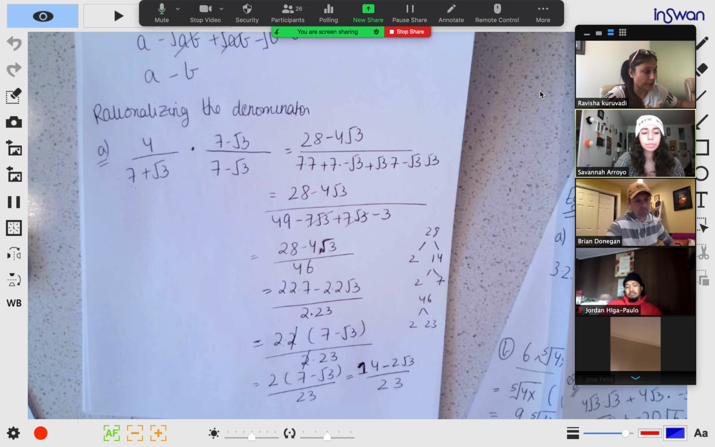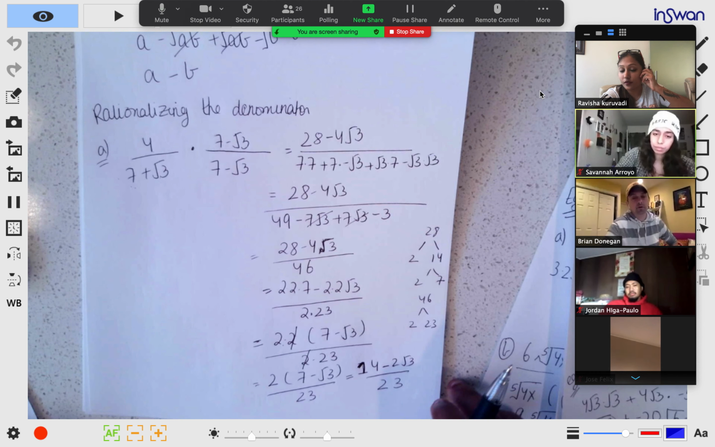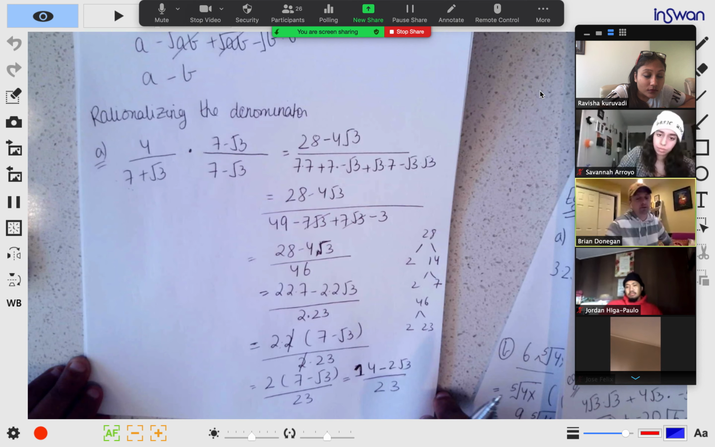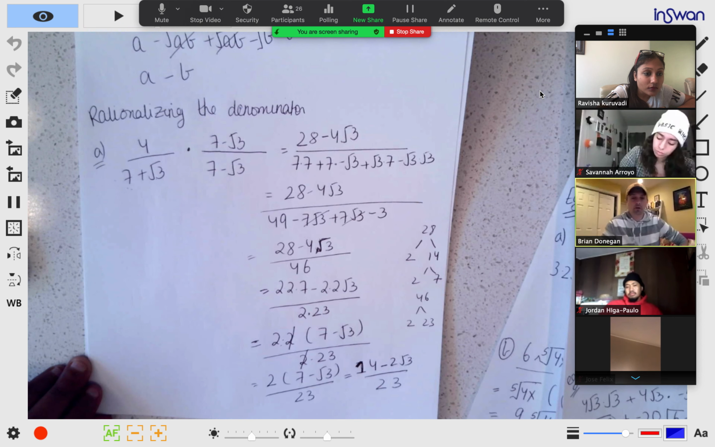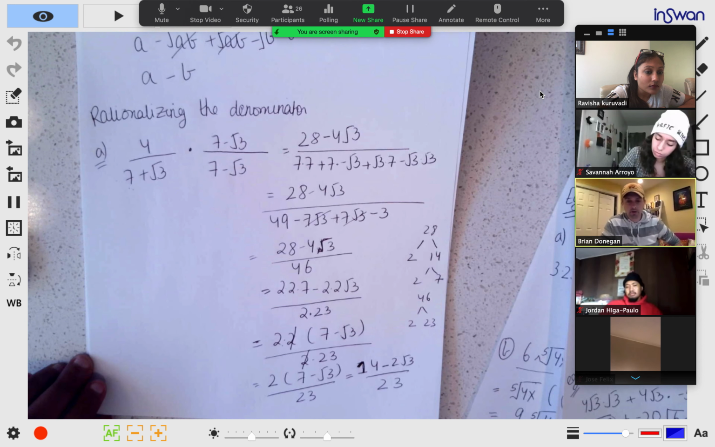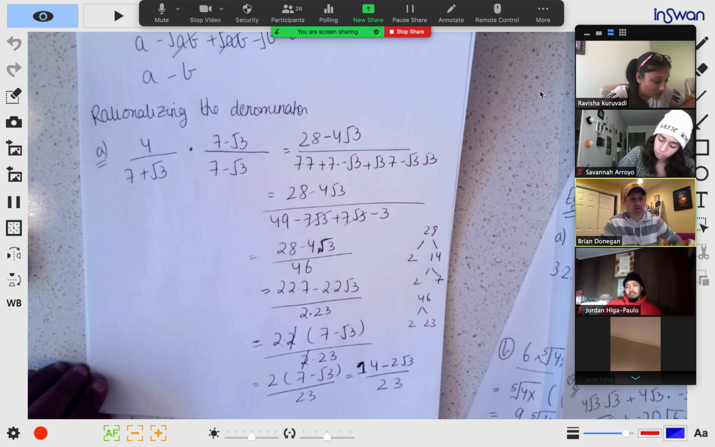No problem. Any questions so far? Yeah, I have a question about taking a quiz or exam on MyMathLab. The answer can be expressed two different ways: 2 times 7 minus root 3, or 14 minus 2 times root 3. Which does MyMathLab want?